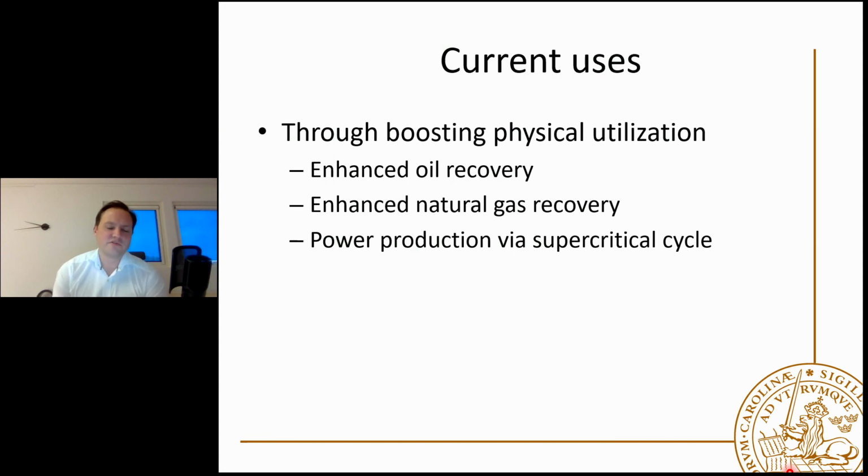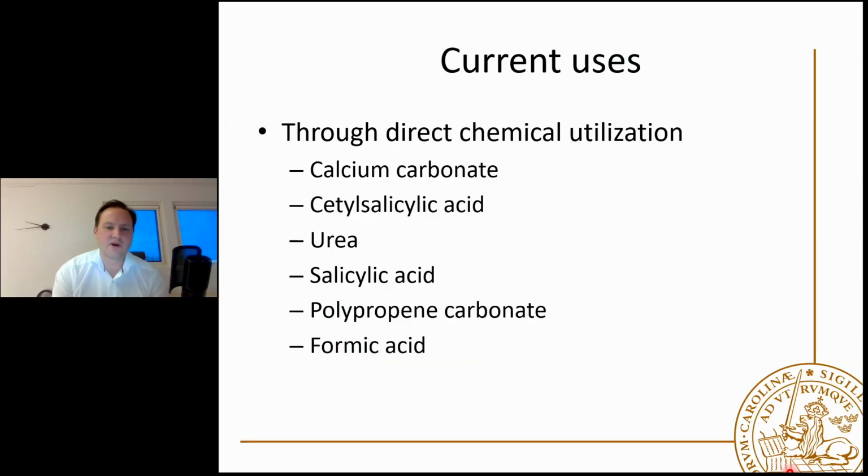The original use of CO2 storage in natural gas and oil fields was, of course, not for removing the CO2, but to enhance the production of oil and natural gas. It can also be used in power production via supercritical cycles. In the chemical industry, we use it for making carbonates. We use it for making urea, salicylic acid, formic acid, and some other carbonates, like propylene carbonates. So there is a use today in the industry for carbon dioxide.